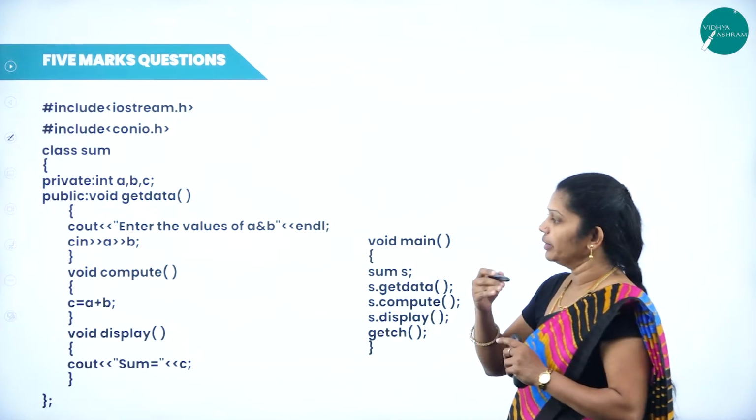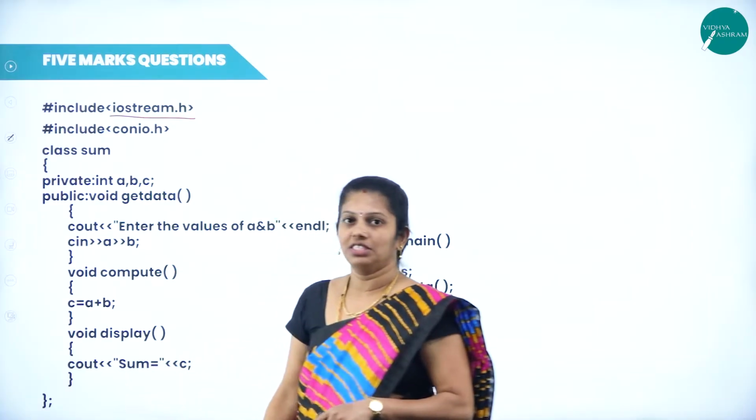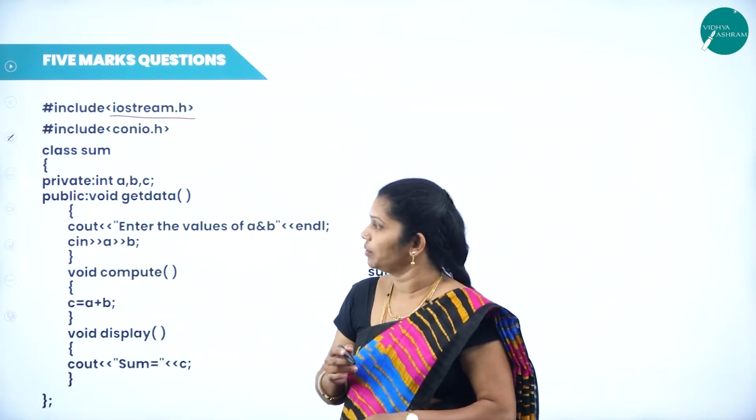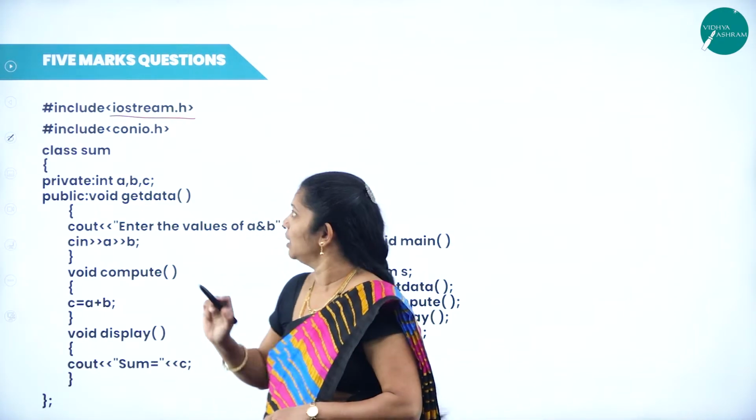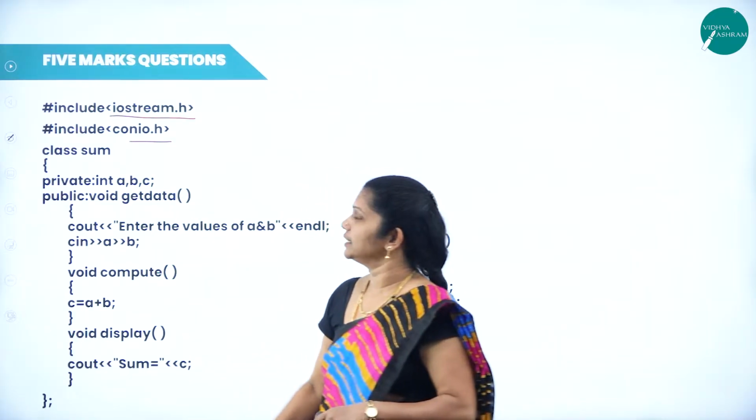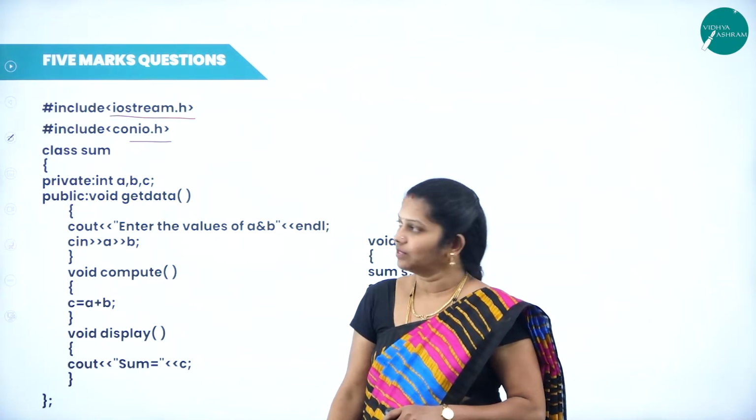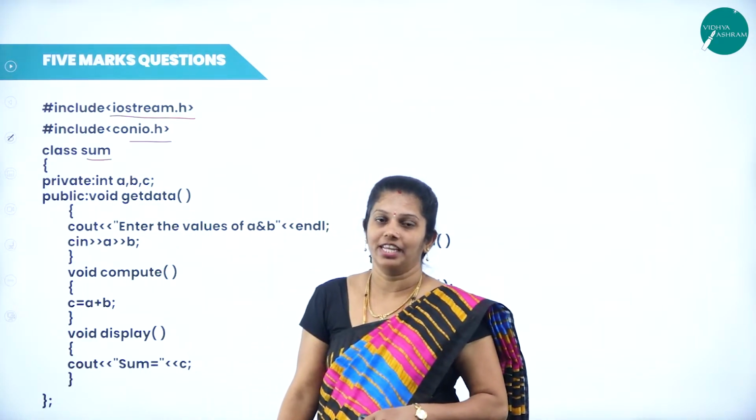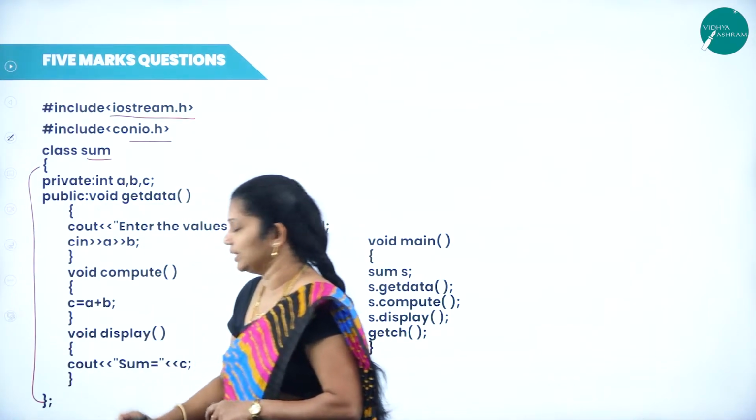Next, when you come to write an example program, first write down the header file, whichever header file you require. Here I used iostream.h. This is the supporting header file for cin as well as cout. Then conio.h. This is a supporting header file for clrscr as well as getch function. Then here we are creating a class. The class name we have given as sum. Here we open the class and here we close that class.